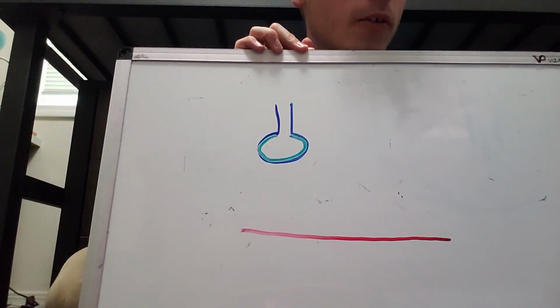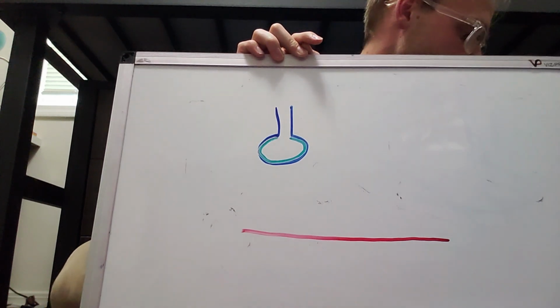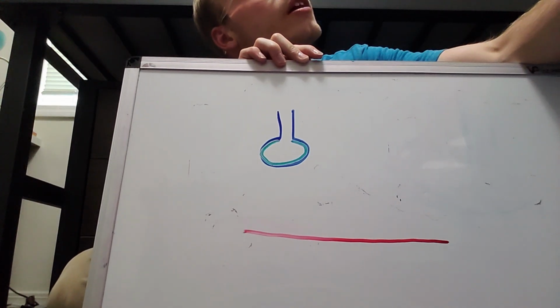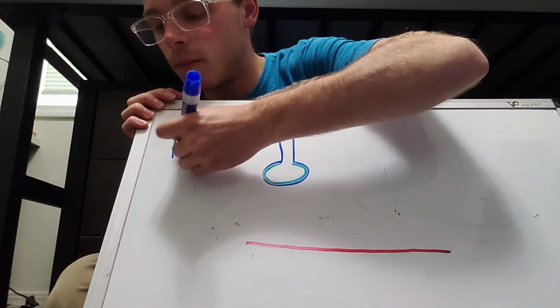Okay, so the next thing that we're going to talk about is surfactants. We're going to talk about surface tension. And the first thing we're going to talk about is something called Laplace's law.